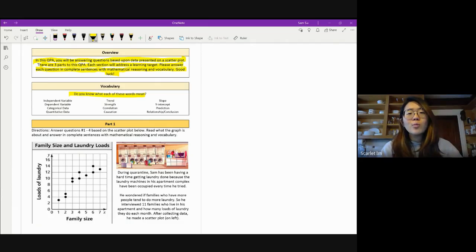And you should know what slope and y-intercept are, and you should be able to make a prediction or explain a relationship or conclusion for a scatter plot. All right, so I'll take a moment for you guys to go over that.